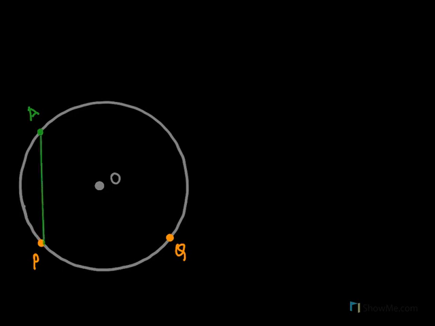here I can draw one angle. So this angle is said to be an angle at the circle. So angle PAQ is angle subtended at the circle.